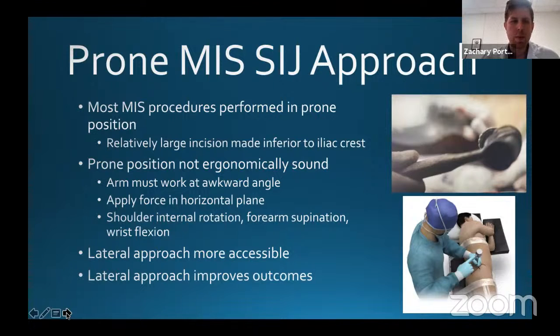So the prone SI approach, again, with a large incision made inferior to the iliac crest, is not ergonomically sound for many reasons. As was previously mentioned, when the surgeon is applying the pins and the implant, the arm is forced to hammer in a horizontal plane, forcing the shoulder to internally rotate, the forearm to supinate, and the wrist into flexion. Again, this is not ergonomic for the surgeon, and therefore the authors developed a lateral approach to address these issues with the same minimally invasive surgery performed, except with the patient in the lateral position. As you can see, the surgeon is in a much more comfortable position, placing the pins and screws in a much more natural fashion. Next slide, please.